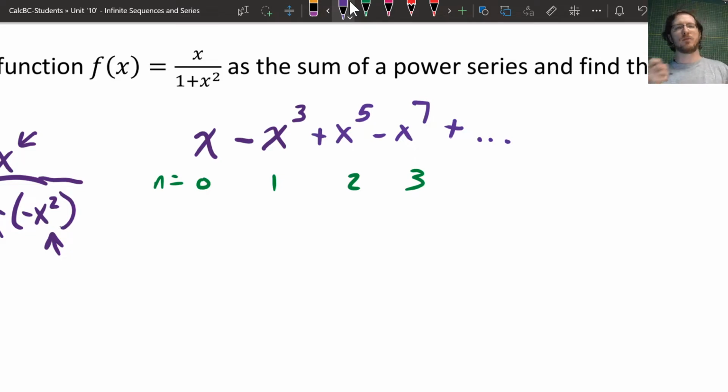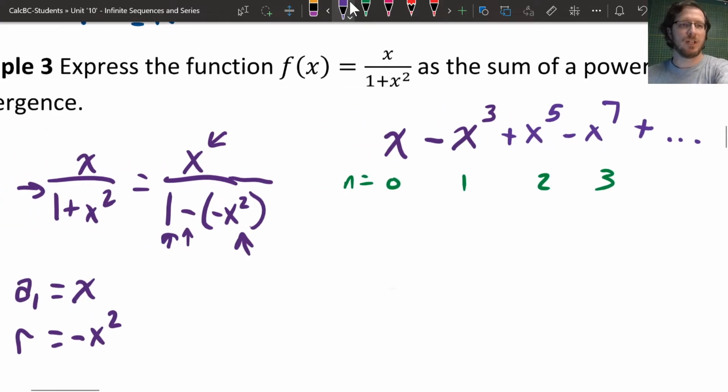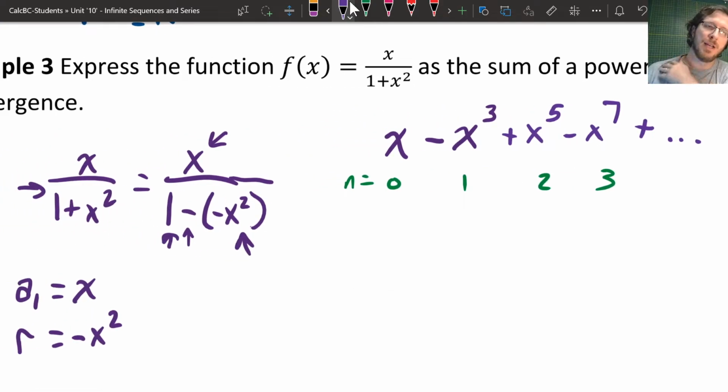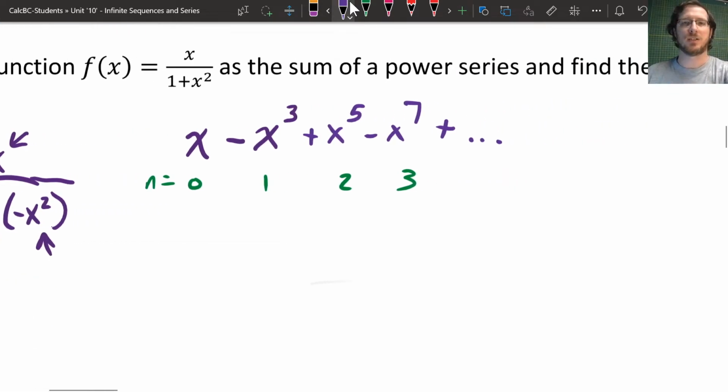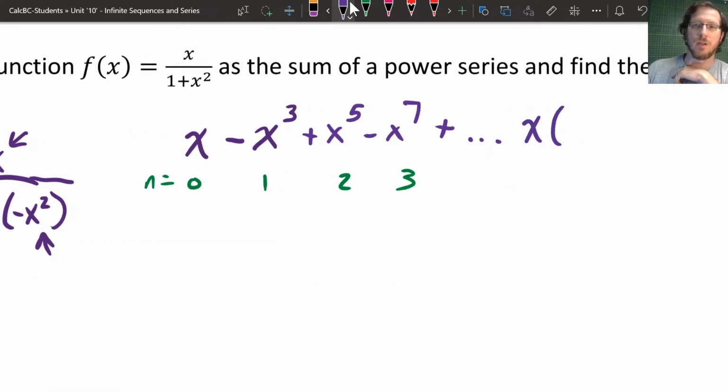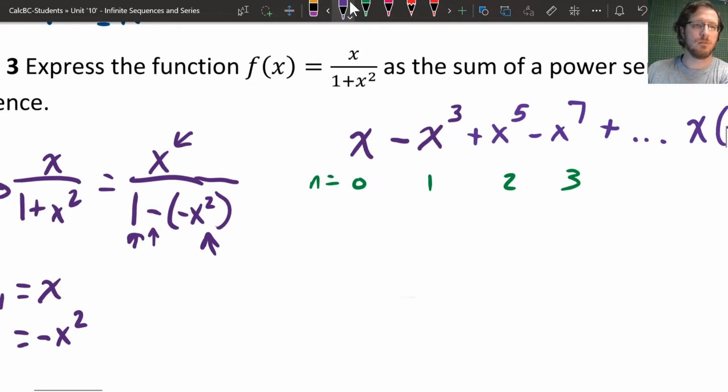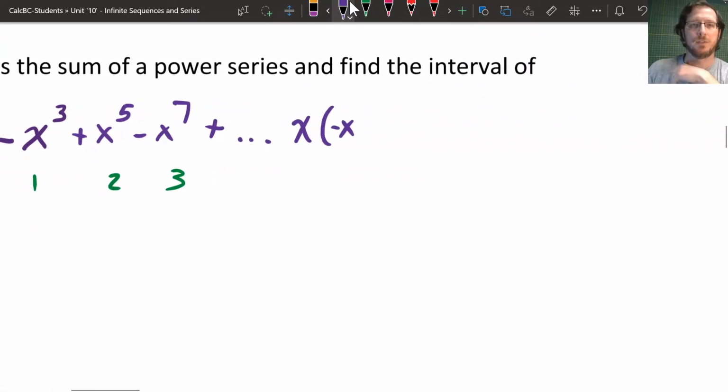So now we need to come up with a rule. So you can either say, all right, my geometric rule, if I'm looking at my initial value and my r value, is just going to be initial value times r value to the n power.